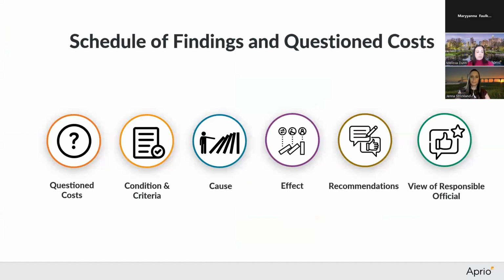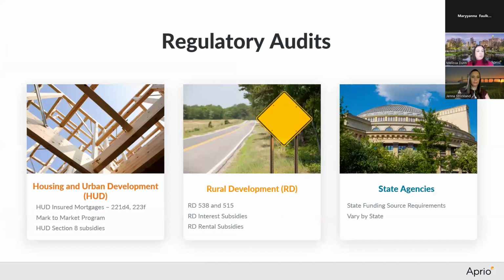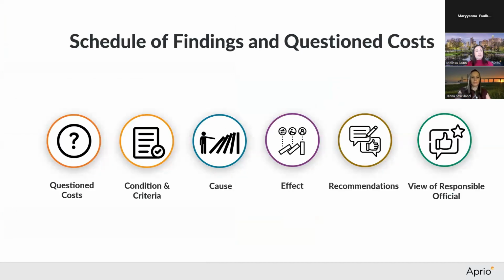So next, we'll talk about regulatory audits. So what can cause a regulatory audit? It can be required by HUD, RD, or a state agency. And if you do have a finding, you'll notice you'll have a schedule of findings and questioned costs. So this details out that compliance. If the auditor finds noncompliance, it will be called a finding. So they'll detail out any questioned costs.